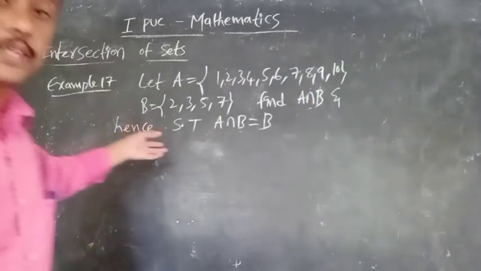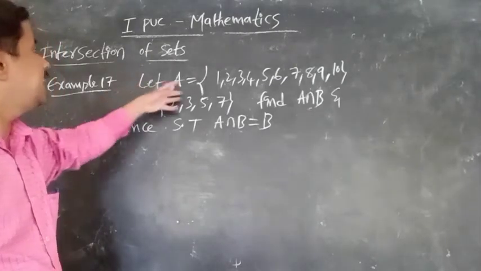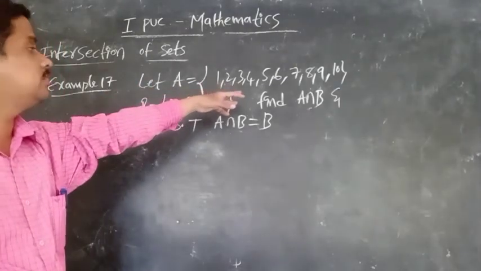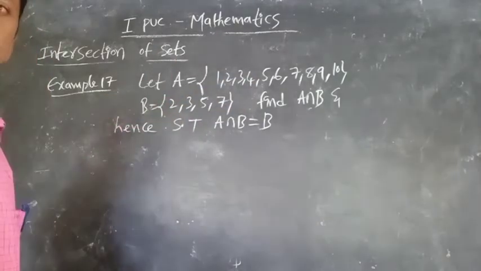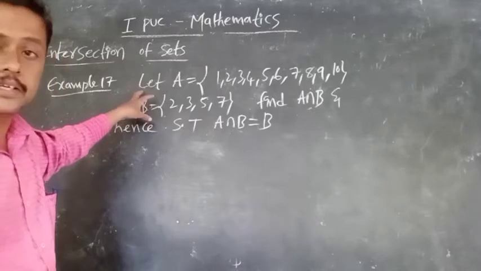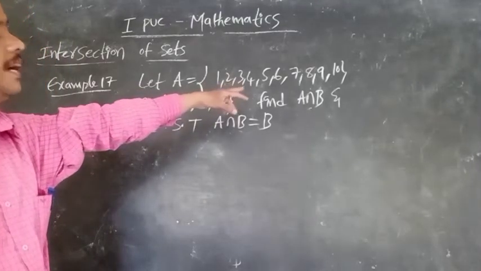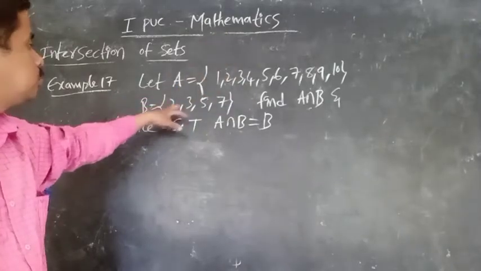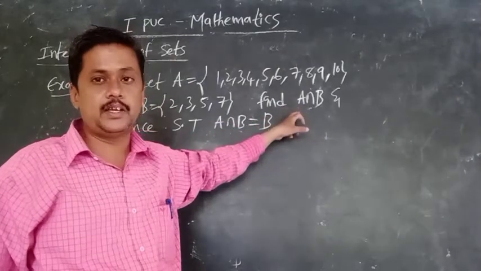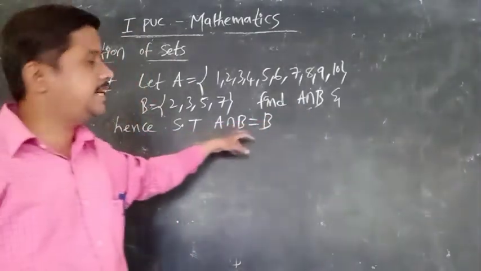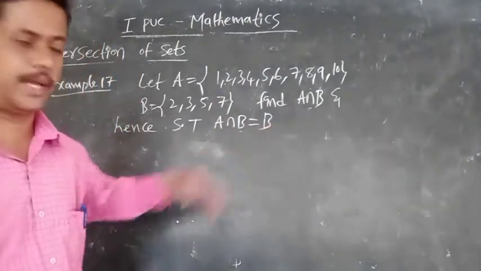See the next question, Example 17. Let A is equals to 1, 2, 3, 4, 5, 6, 7, 8, 9, 10 and B is equals to 2, 3, 5, 7. Find A intersection B first, and show that A intersection B is equals to B. First we have to find A intersection B, later we can show the rest. Answer.